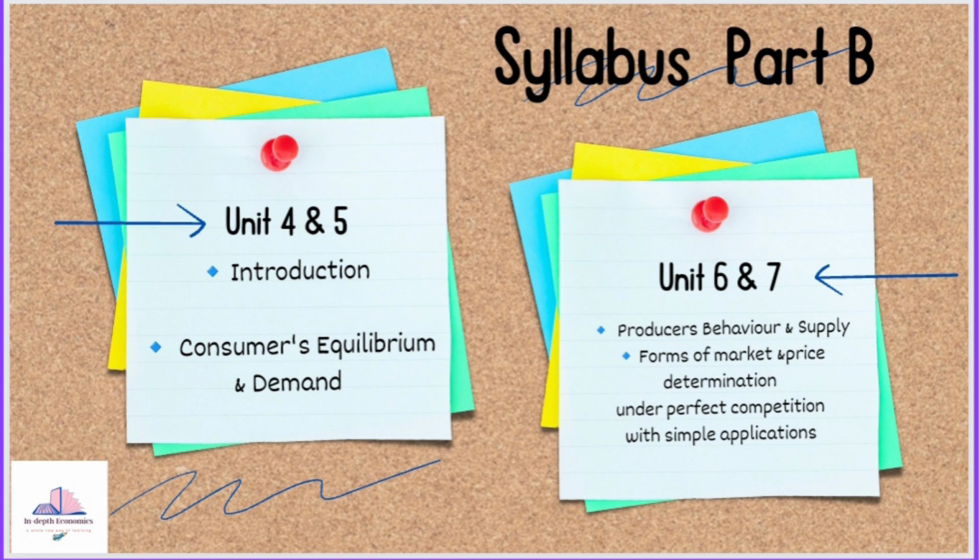Part B has 4 units. Unit 4, Introduction. Unit 5, Consumers, Equilibrium and Demand. Unit 6, Producers, Behavior and Supply. Unit 7, Forms of Market and Price Determination under Perfect Competition with Simple Applications.